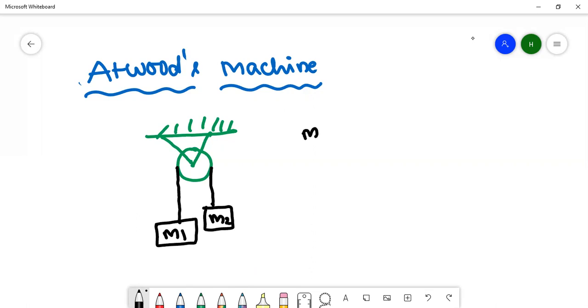Suppose you assume mass M2 is greater than M1. If the mass M2 is greater than M1, then the acceleration of the heavier block will act downwards, whereas the acceleration of the lighter block will act upwards. The acceleration of the two blocks is the same in magnitude, but they will move in opposite directions. Suppose the acceleration of the block of mass M2 is 2 meter per second square. Similarly, M1 also will get 2 meter per second square, but this will move downwards. This will go upwards.